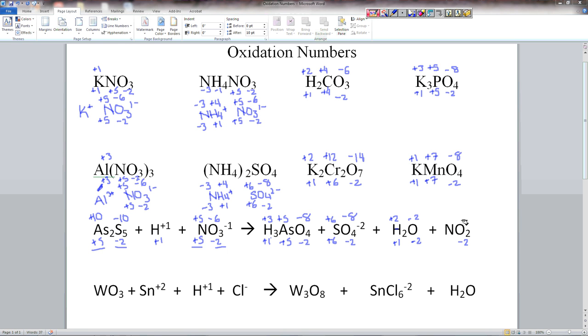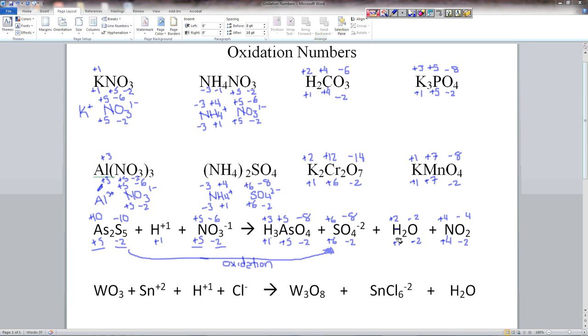NO2, 2 of them, positive 4, positive 4. Alright, now look at it. Arsenic went from positive 5 to positive 5. It's not doing anything. This is not your oxidation, not your reduction, so we ignore it. Sulfur, it's going from negative 2 to a positive 6. So I'm going to draw a line connecting these two to show that this is going to be a -2 to +6, which is oxidation. It's becoming more positive.